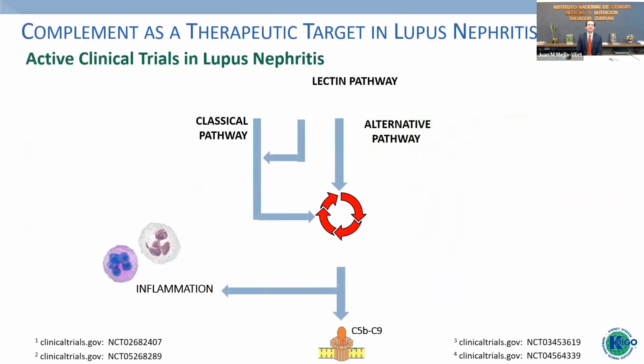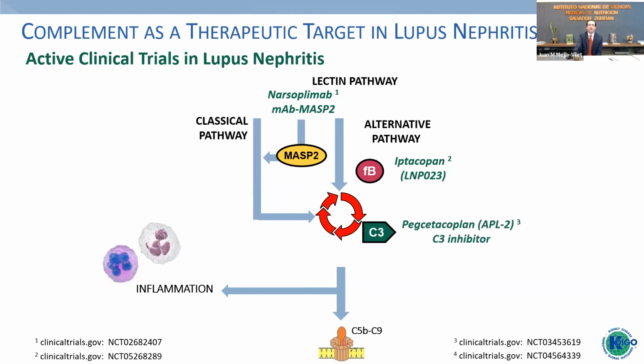So what's active right now in the study, in what clinical trials do we have in lupus nephritis right now? There are 4 clinical trials. The first one is narsoplimab, an inhibitor of MASP2 protein in the lectin pathway. Iptacopan, that's an inhibitor of factor B in the alternative pathway. We have pegcetacoplan that inhibits complement C3 protein. And we have ravulizumab that inhibits C5 just as eculizumab does.